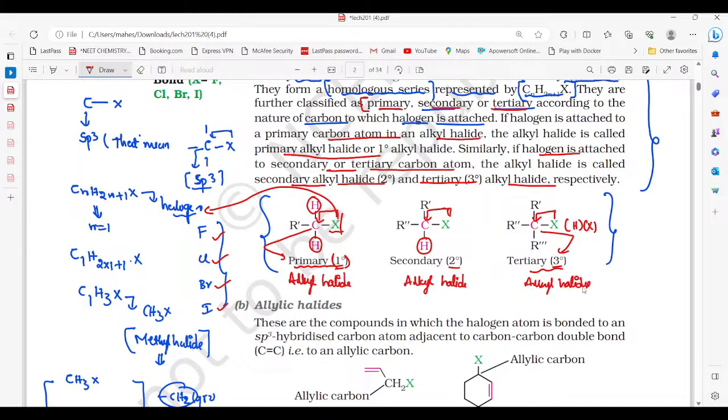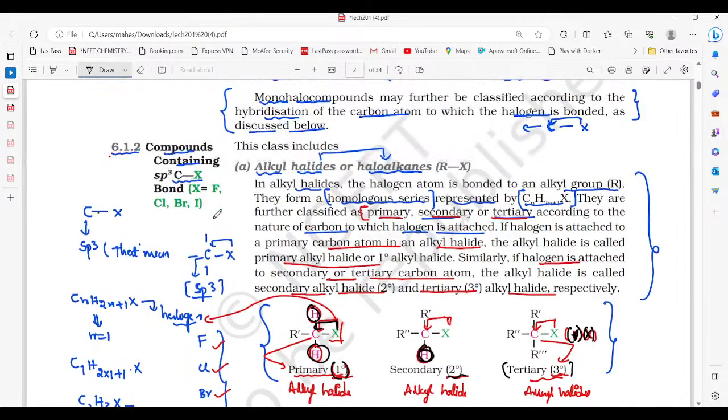In this way, you have to remember what is meant by primary alkyl halide, secondary alkyl halide, and tertiary alkyl halide. What is the trick? We have to see how many hydrogens the halogen-attached carbon has. Here the halogen-attached carbon has two hydrogens, which means primary; one hydrogen means secondary; and no hydrogen means a tertiary alkyl halide is present. I hope this classification is clear to you.